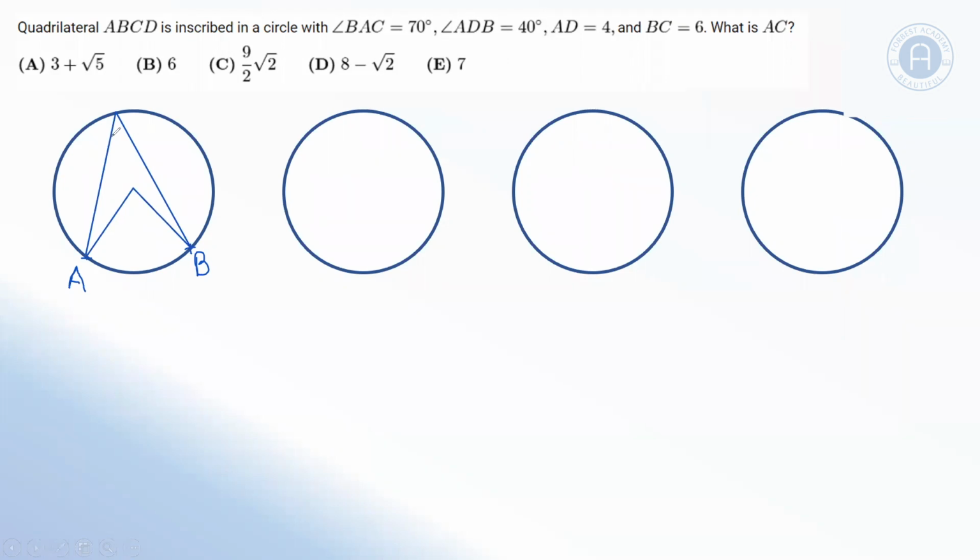And our circle theorem here is the angle subtended at the circumference is always half the angle subtended at the center. Or the other way around, the angle at the center is always twice the angle at the circumference.